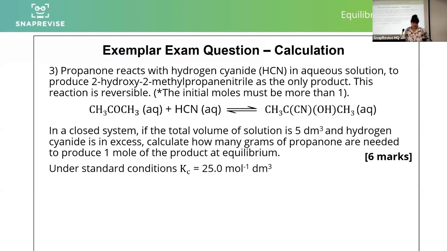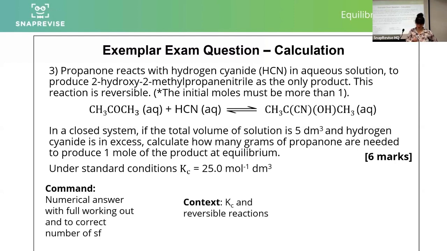Context-wise, I can see we're talking about equilibrium and specifically Kc. Command word, calculate how many grams of propanone are needed. So we're looking for a calculation at some point in the marks. It's 6 marks worth, so there's a lot. I can see there's going to be a lot to go on to get to that calculation, or to complete that calculation. And directions, well, I've been given lots of information. So let's think through it. Context, command, and direction.